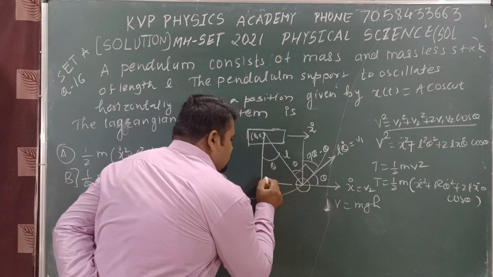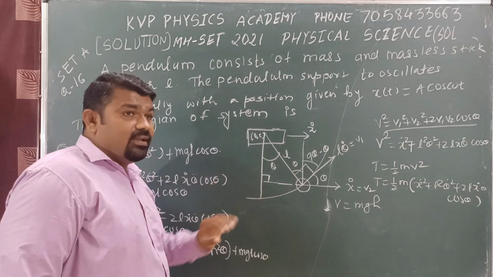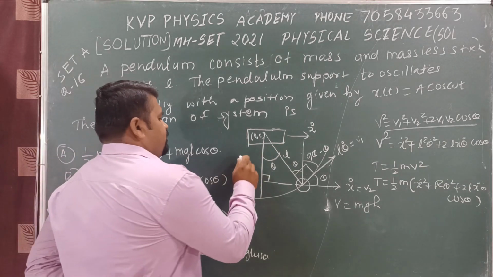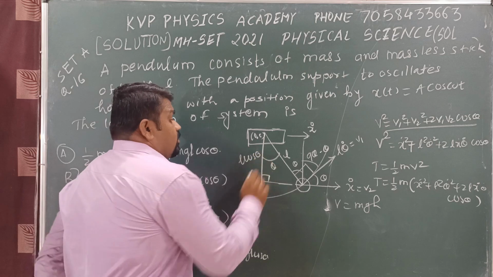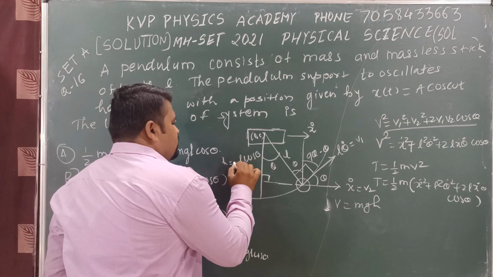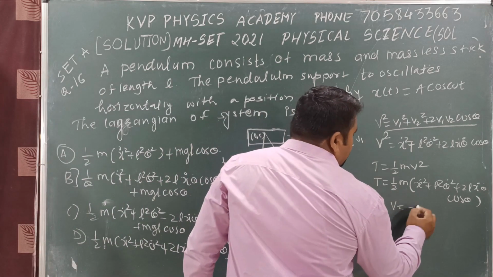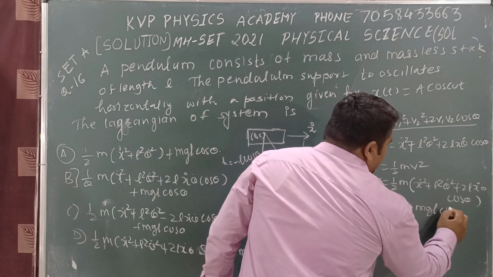Draw the perpendicular. This becomes 90. Hypotenuse here, L. Angle theta. Adjacent side, L cos theta. But below the origin, h is equal to minus. Then potential V becomes minus mgl cos theta.